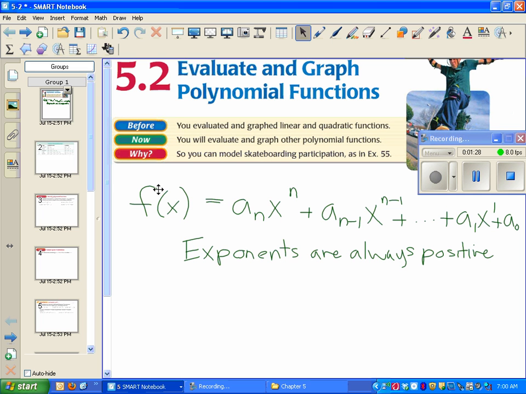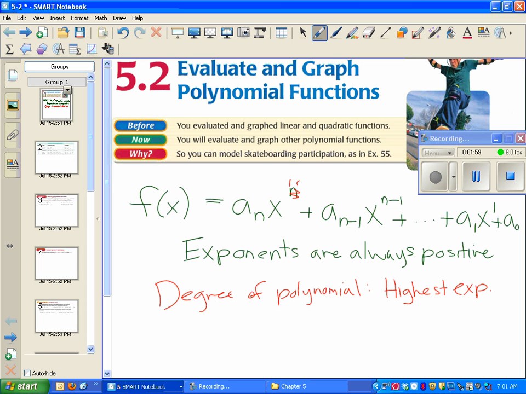We need to figure out what the degree of a polynomial is. So the degree of a polynomial, that's the label. So people get labeled, unfortunately. Polynomials also get labeled, but for polynomials, it's a good thing. So the degree of the polynomial is the highest exponent. The highest exponent. So if n right here was 10, this polynomial would be degree 10.